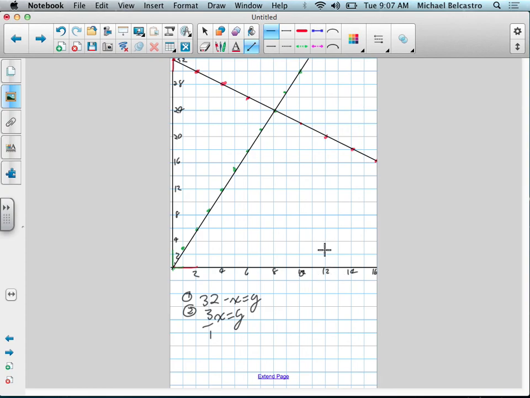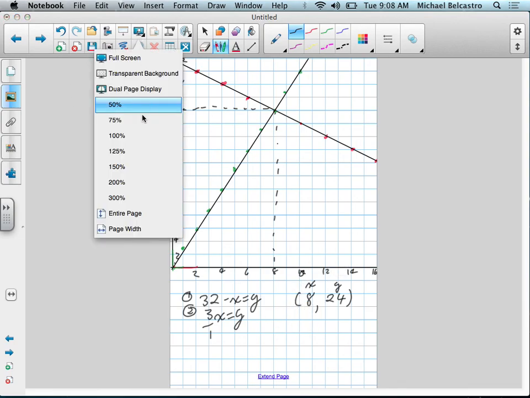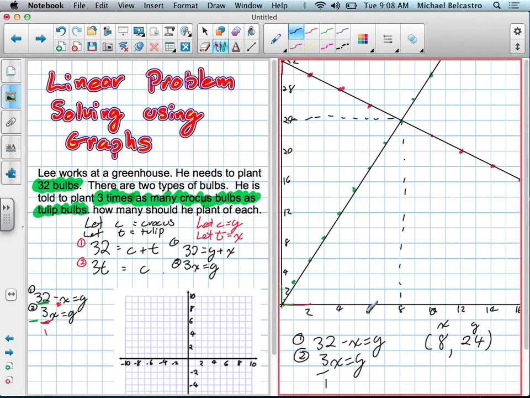So, by graphing this, we finally find a point of intersection. What is our point of intersection here? What's our x value? 8. And what's our y value? 24. I know it looks like a 9. Now, what was our x value standing for? Tulips or crocus bulbs? Anyone remember? Tulips, that's right. We're looking at tulips for x. So this is our tulips. And our crocus bulbs were 24.